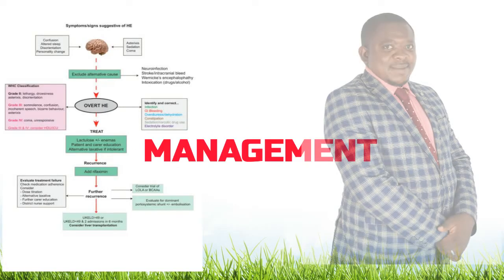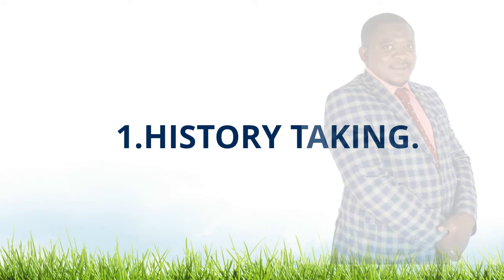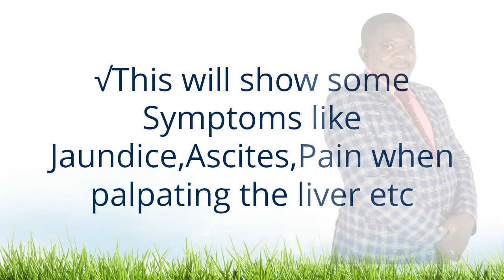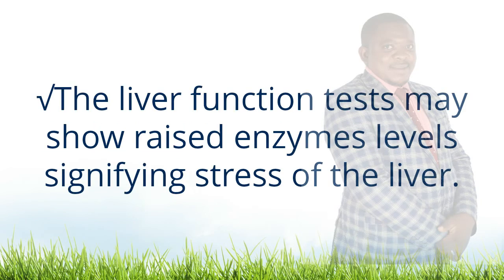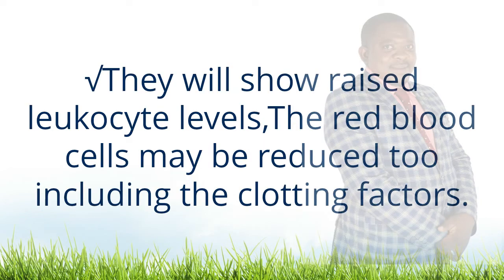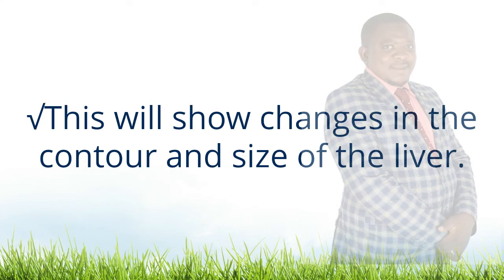So in the management of the patient, we can do investigations and they also come up with a diagnosis. Under the investigation, we have history taking. This will review risks such as prolonged and excessive alcohol intake. Then a physical exam, which may show some symptoms like jaundice, ascites, or pain when palpating the liver. Then liver function tests, which may show raised enzyme levels that signify stress on the liver. Then complete blood count can also be done, which will show raised leukocyte levels, and the red blood cells may be reduced, including the clotting factors. You can do the scanning of the liver, and it will show changes in the contour and size of the liver.